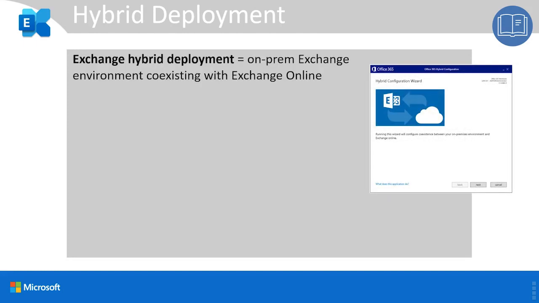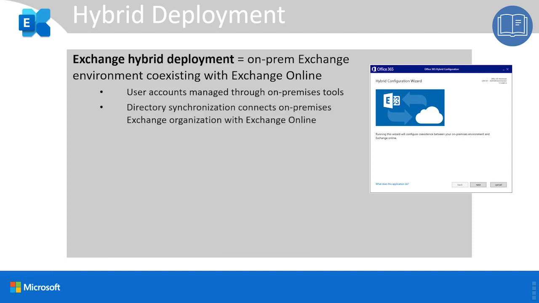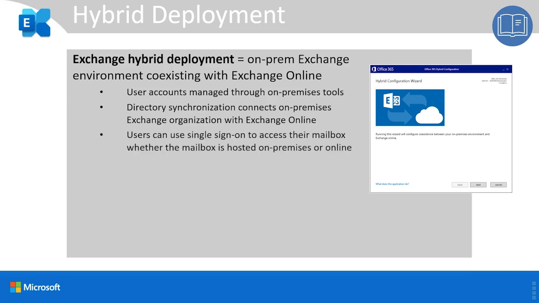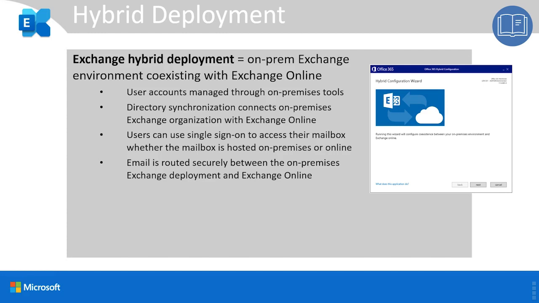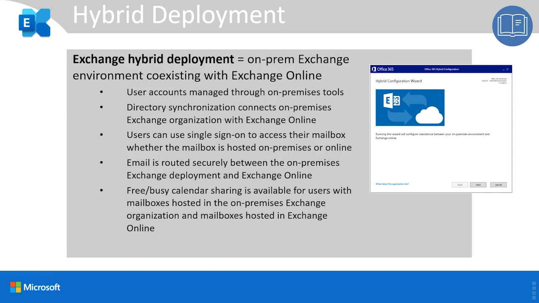An Exchange hybrid deployment is where an on-prem Exchange environment coexists with Exchange Online. In this kind of environment, user accounts are managed using on-premises tools. Directory synchronization is used to connect the on-premises Exchange organization with Exchange Online. Users can use single sign-on to access their mailbox whether the mailbox is hosted on-premises or online. Email is routed securely between the on-premises Exchange deployment and Exchange Online. And free/busy calendar sharing is available for users with mailboxes hosted in the on-premises Exchange organization and mailboxes hosted in Exchange Online.